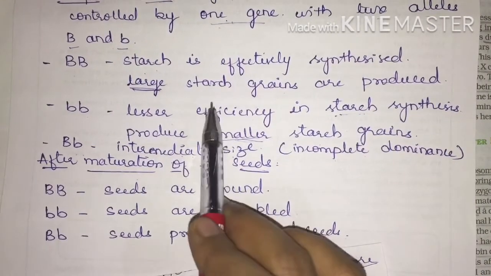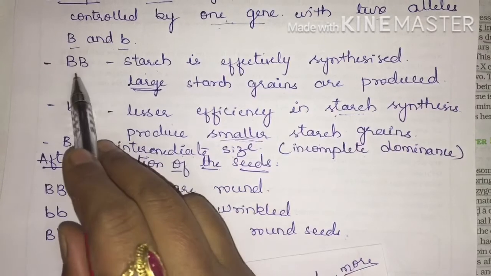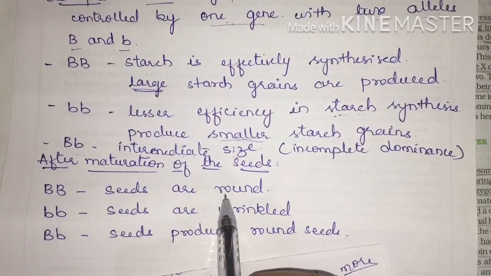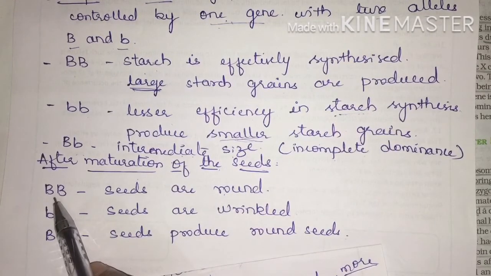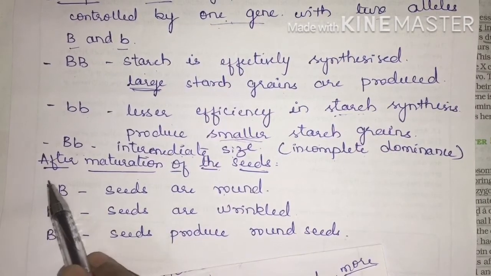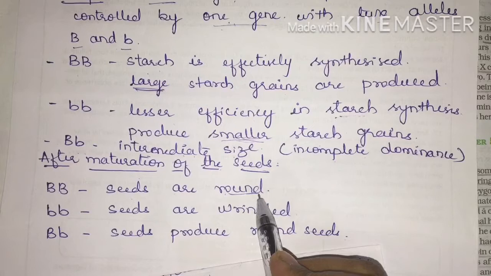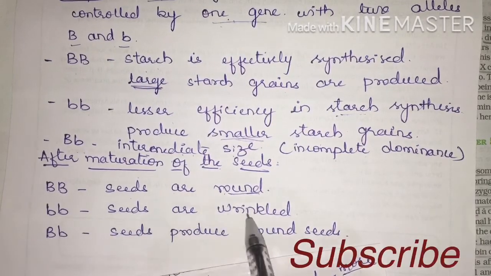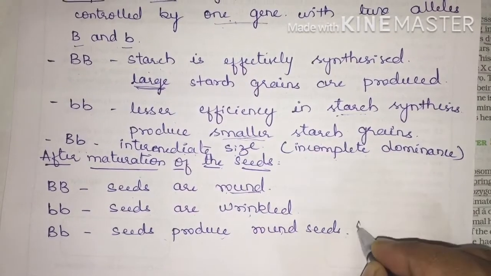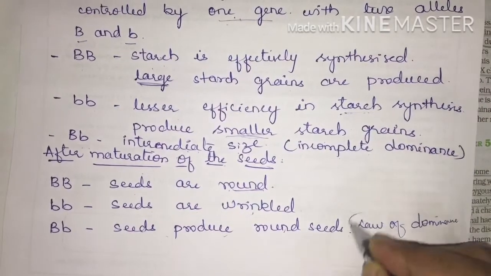After maturation of the seeds, the same pea seeds, the same capital B will change its characters as seeds are round. After maturation, if that pea seed has homozygous capital B, or homozygous dominant allele, then the seeds will be round. Round is a characteristic of shape. Small b means seeds are wrinkled. When capital B, small b is present, seeds produce round seeds. Now here you can say it is following law of dominance, whereas before it was following incomplete dominance.